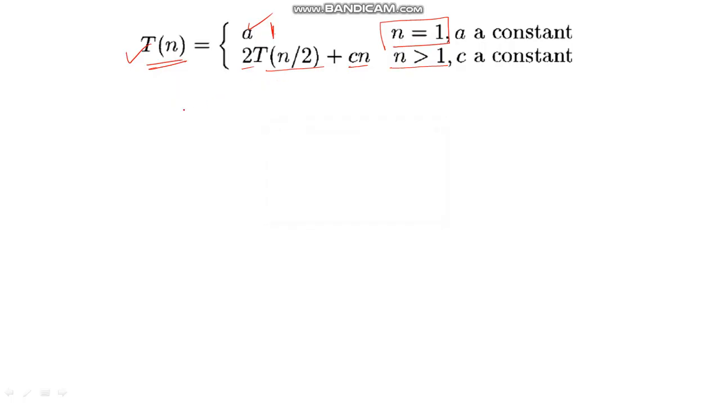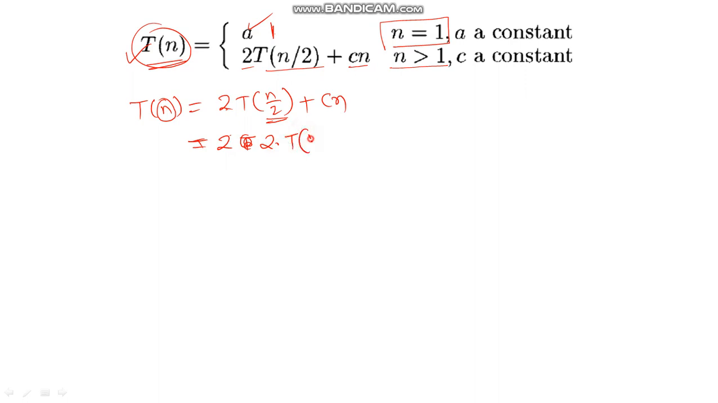So Tn, I consider that initially n is greater than 1. So Tn is equal to 2T(n/2) + Cn. If I put n equal to n by 2 in this particular equation, I get 2 as it is, T, this 2 as it is, and it becomes 2 into 2T(n/4).